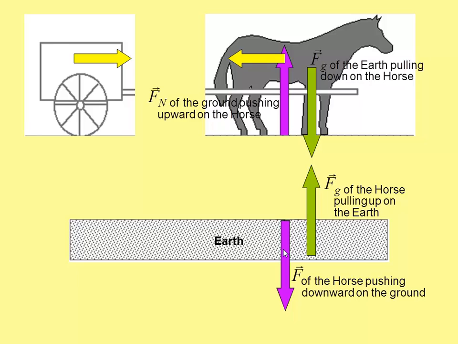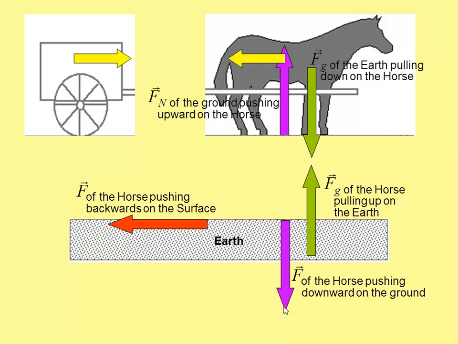Now, there's one other thing going on here. Think about walking down the hallway or something like that. Try walking down the hallway by pushing down on the ground. Try it right now. Stand up. Push down on the ground. Can you go forward? It doesn't seem to matter how hard you push down on the ground. You cannot go forward. What do you have to do to go forward? You have to push down and backwards.